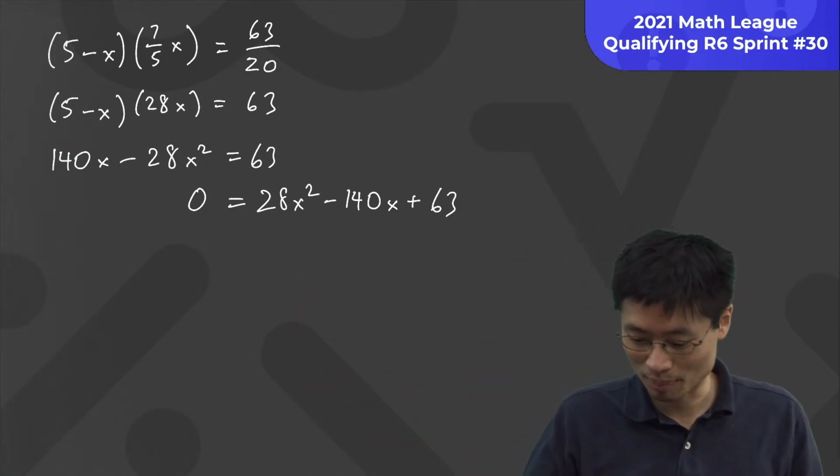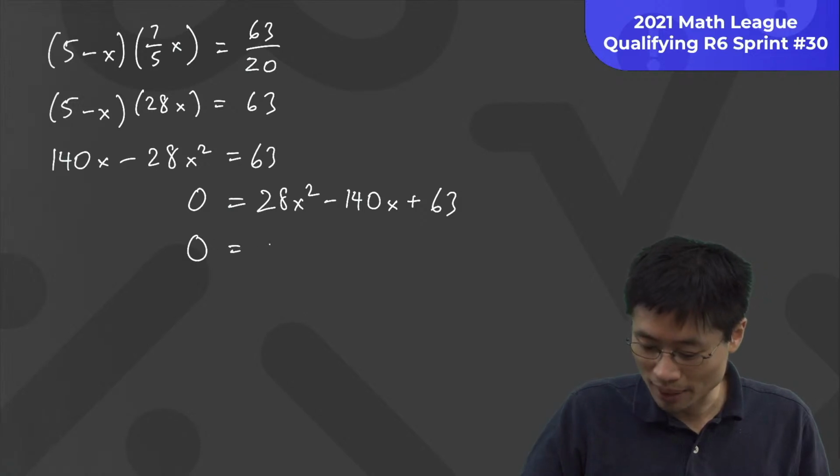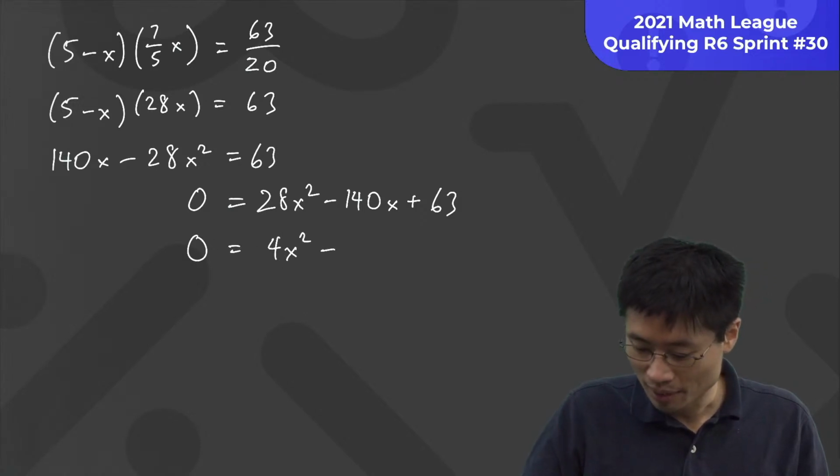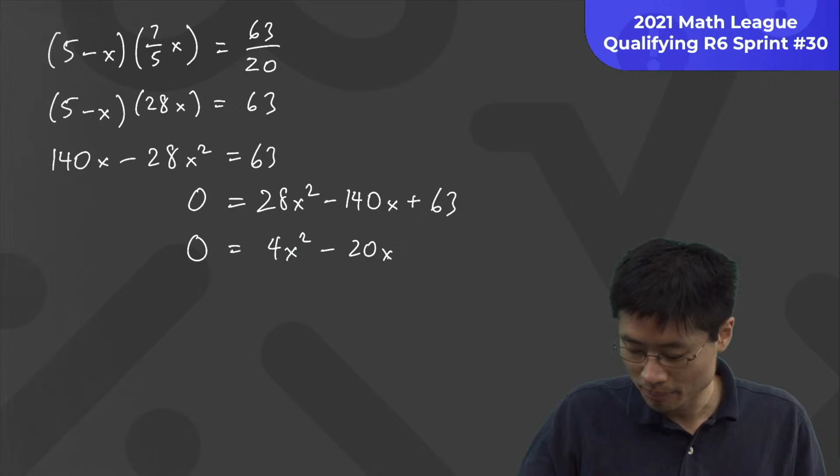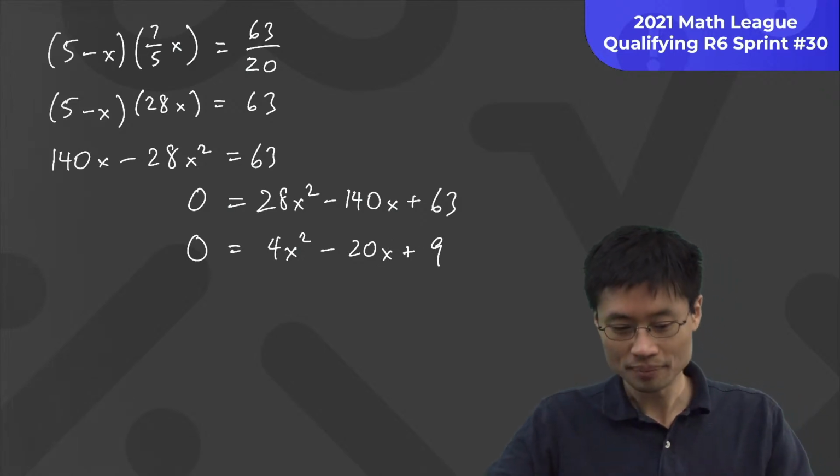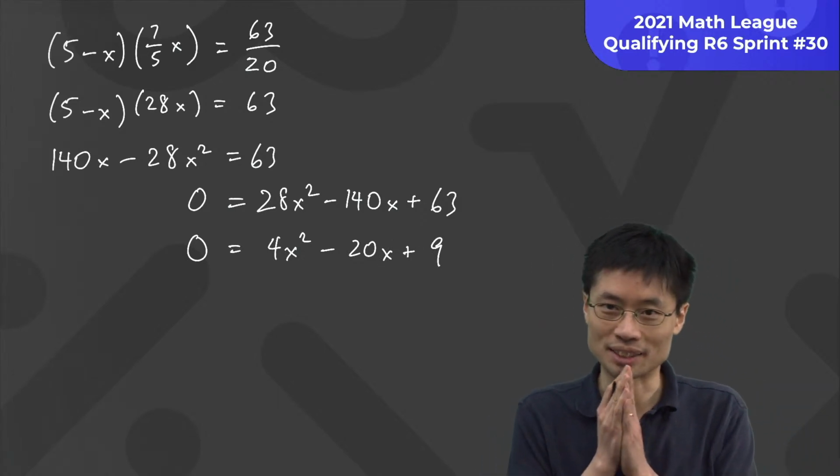Divide things out. I don't like big numbers. So if I divide by 7, I get 4x squared minus 20x plus 9. Now, can anyone factor this?